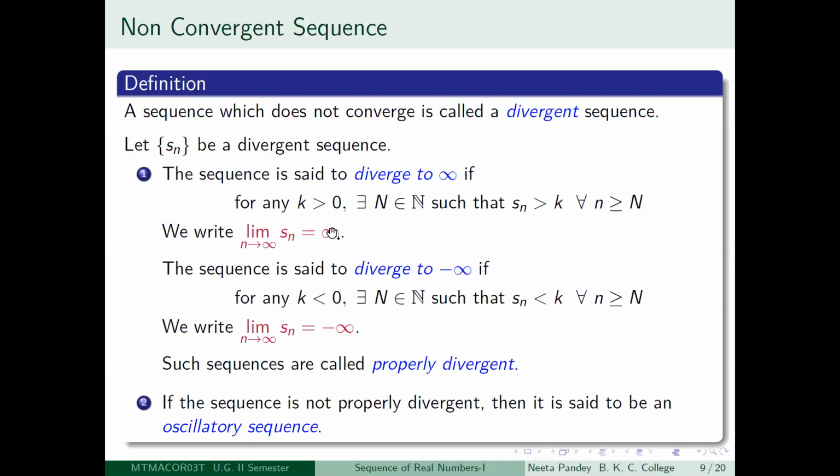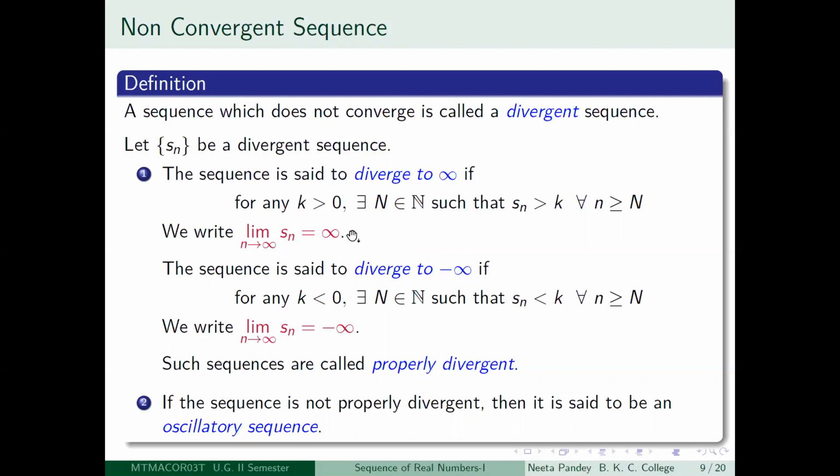Suppose that for any k greater than 0, you are able to do such a thing, that after a certain term, every term becomes greater than k. Then we will say that the sequence is divergent to infinity, and in that case we will write it as limit n tending to infinity Sn equal to infinity. Even though we are writing equal to infinity, this statement just means this.